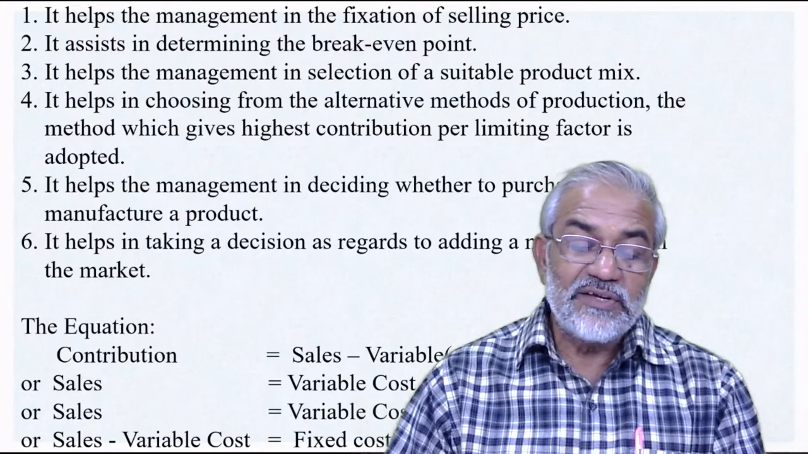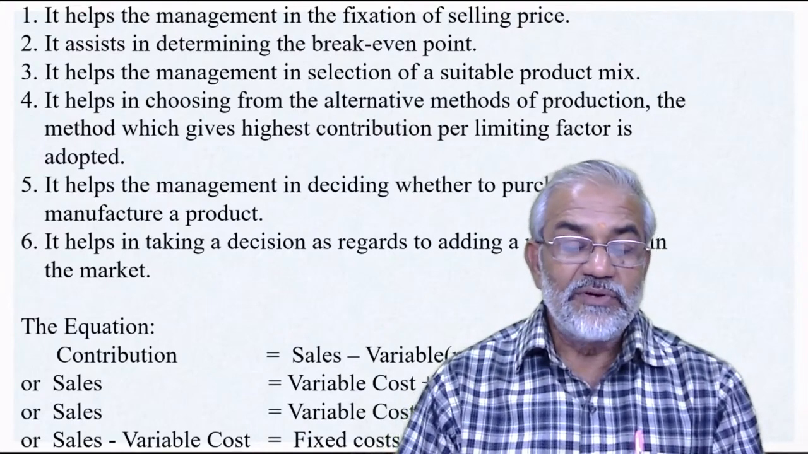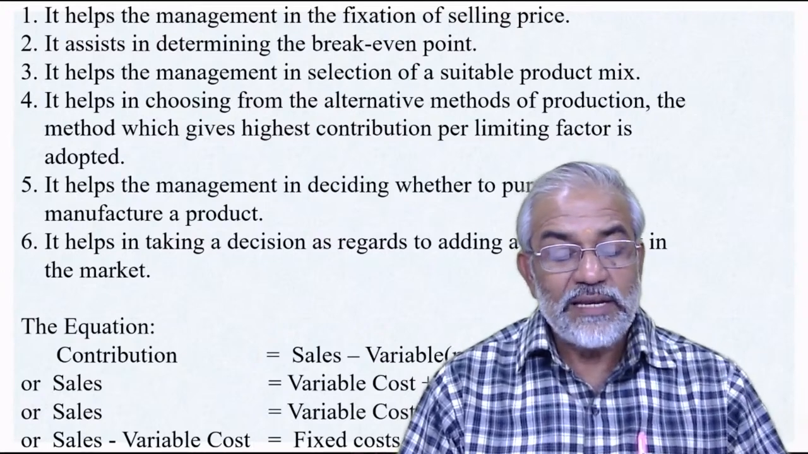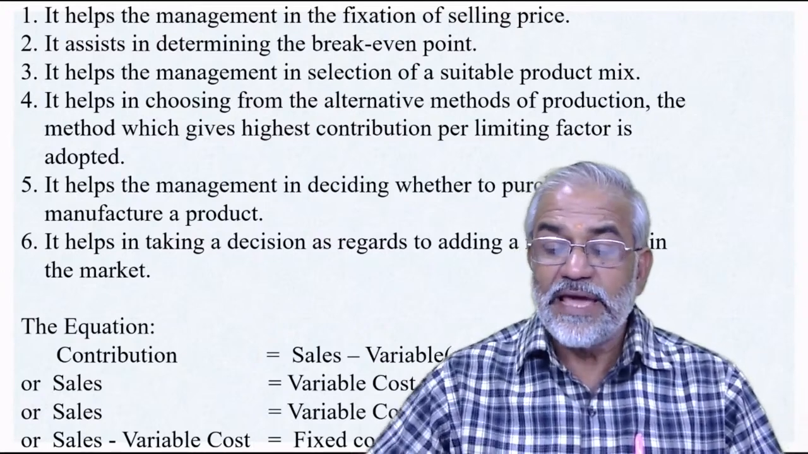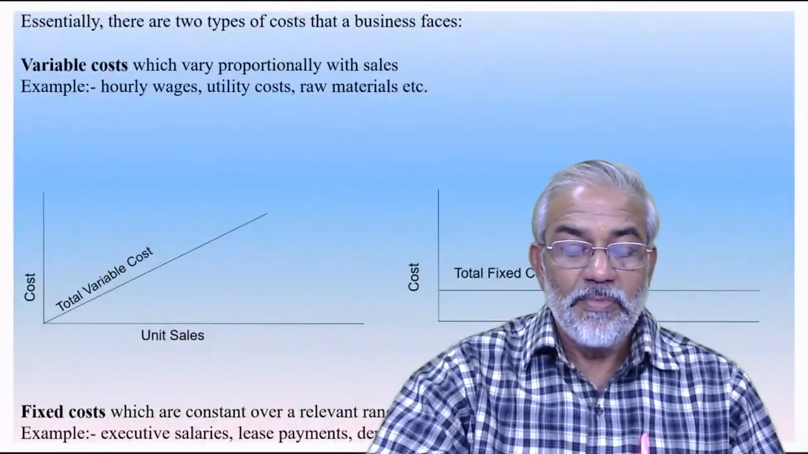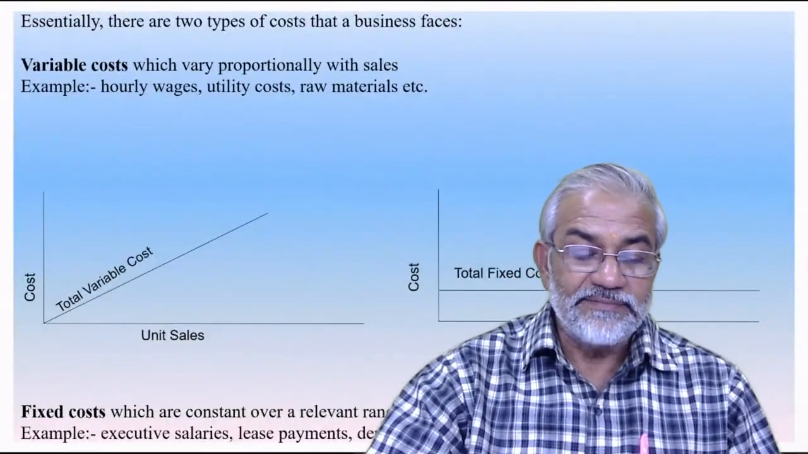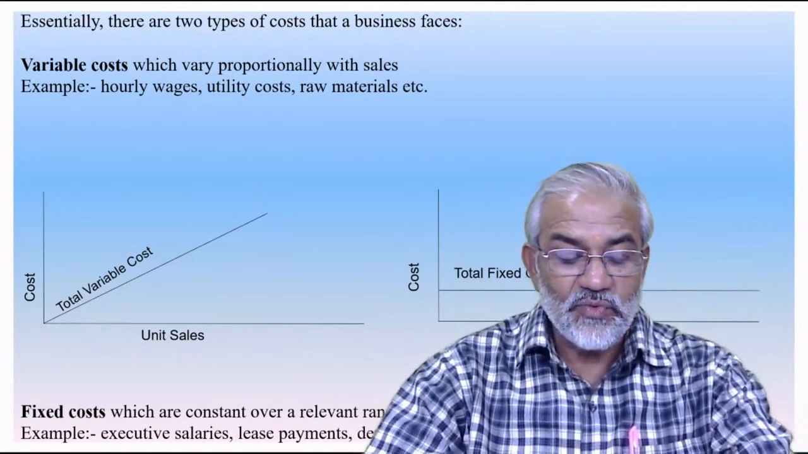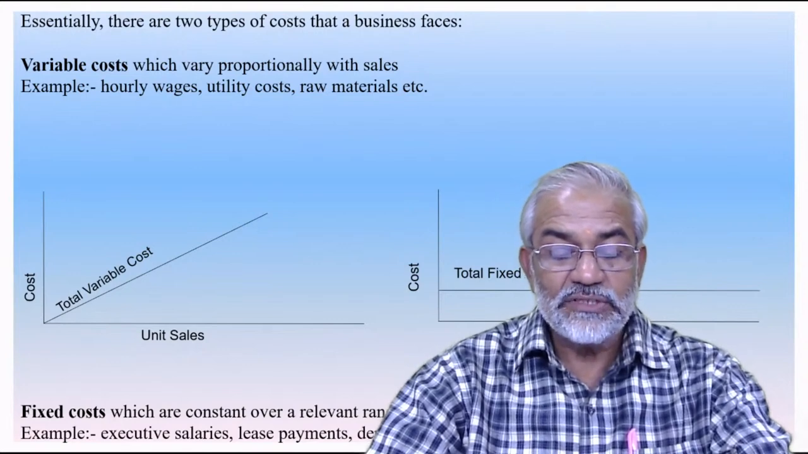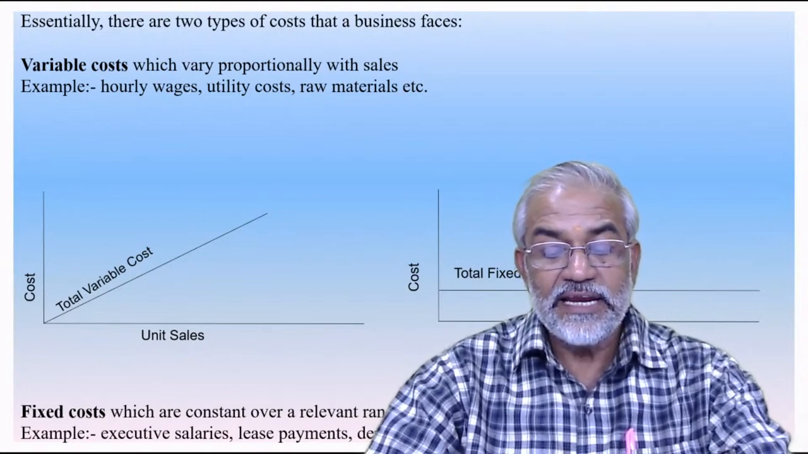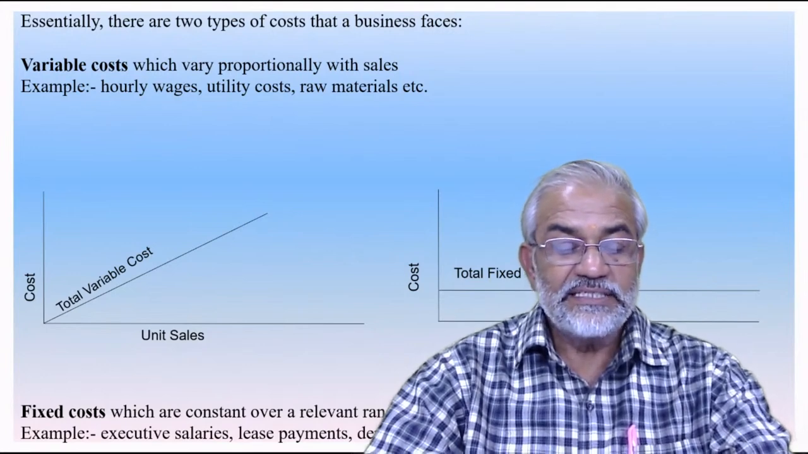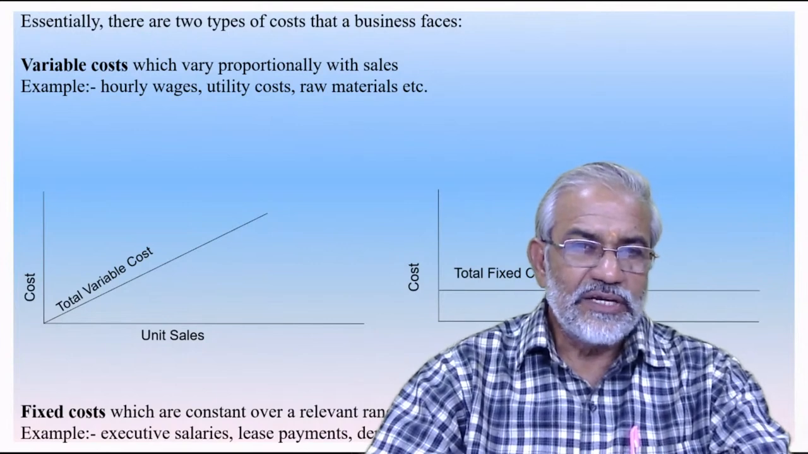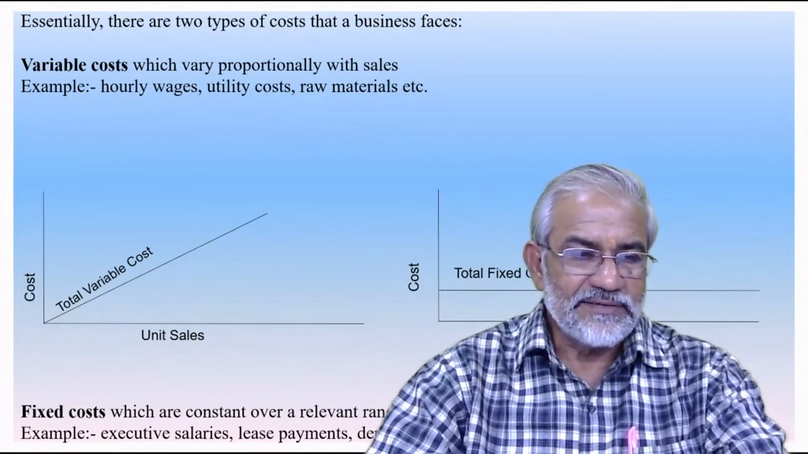So this marginal costing, which is otherwise called variable costing, has immense power to help the management in taking various decisions whenever it is so desired. Essentially, there are two types of costs that the business faces. One is, as we discussed, the variable cost, which varies directly and proportionately with the sales. Examples of variable costs are hourly wages, utility costs, raw materials, etc.